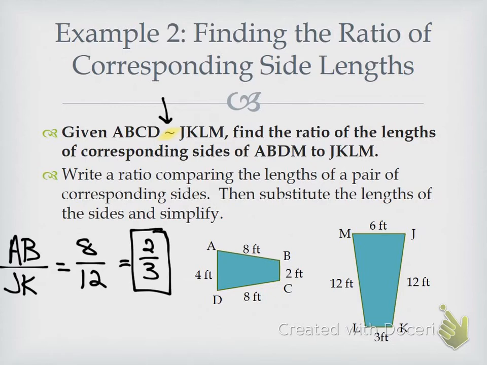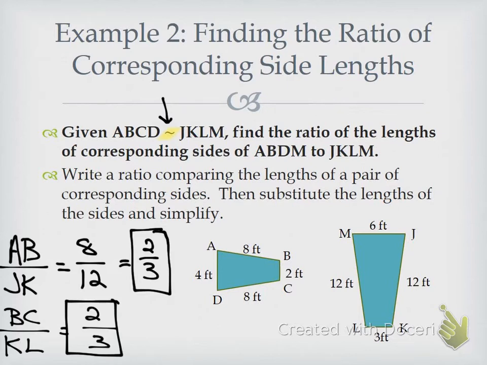What if we did side BC? What is the corresponding side to BC? KL. So what's the value for BC and KL? Go ahead and write it down. Value for BC is 2. Value for KL is 3. So point proven, no matter which pair you pick, as long as you reduce it, it's going to be 2/3. You only have to do one, though, for the questions on your homework. Okay? All right, so that's example 2.